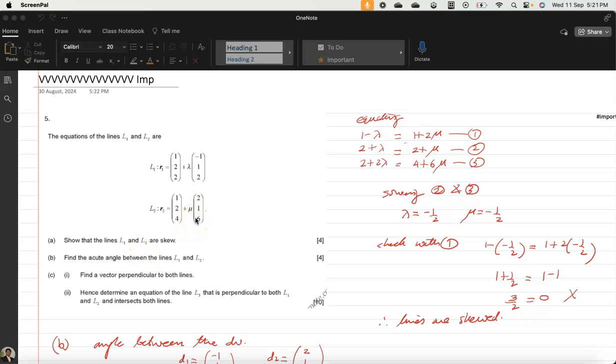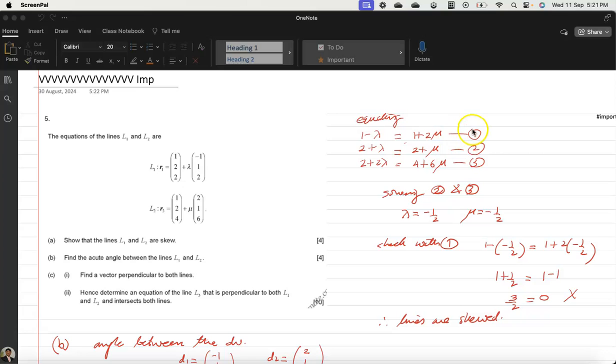So this is a very important sum in vectors. The equations of lines L1 and L2 have been given to you, to show that L1 and L2 are skew lines. So what you do is you equate R1 and R2. You will get parametric equations, you will get equations 1, 2 and 3 in lambda and mu.